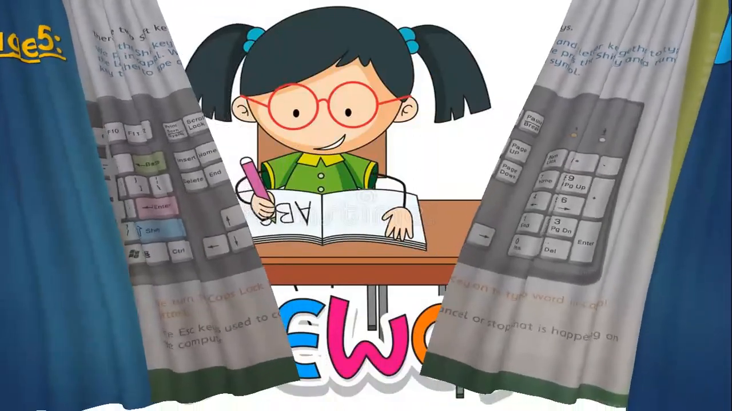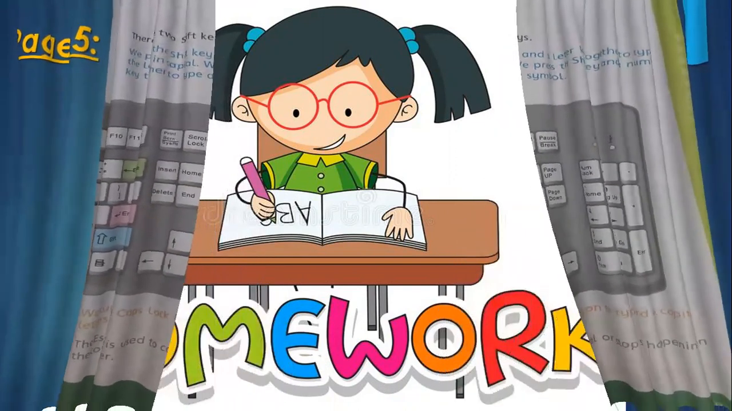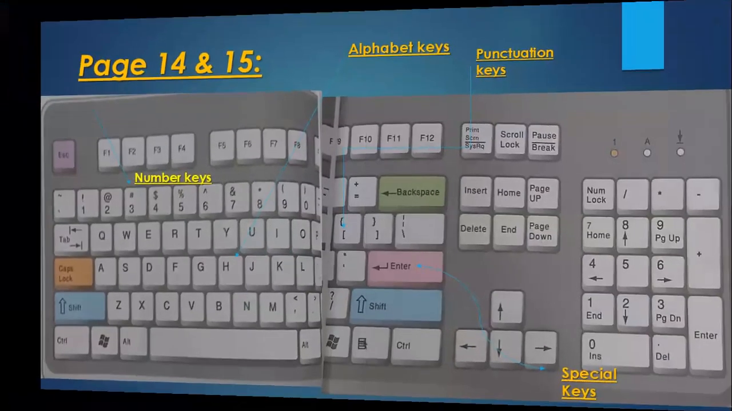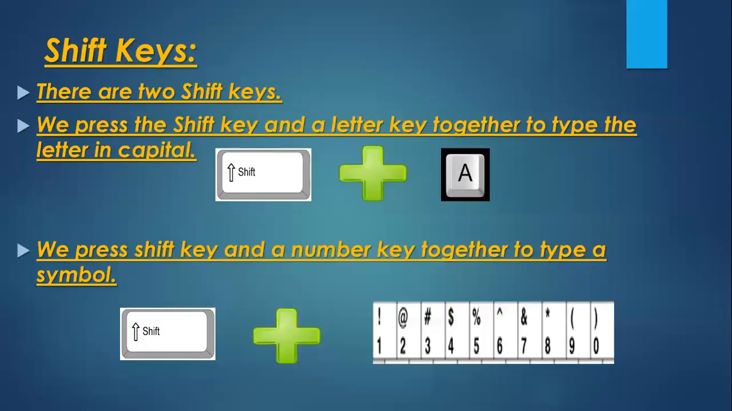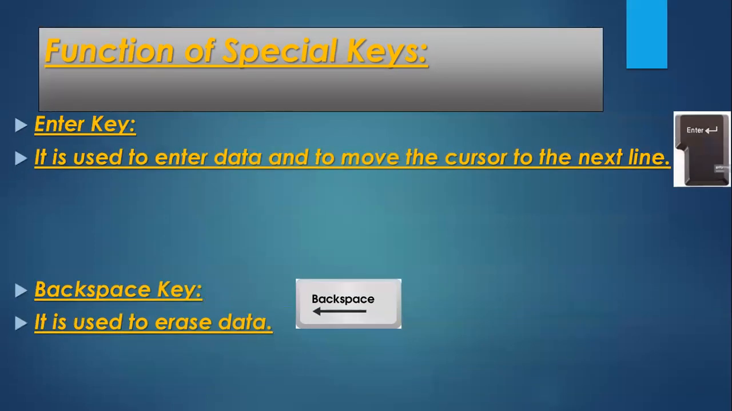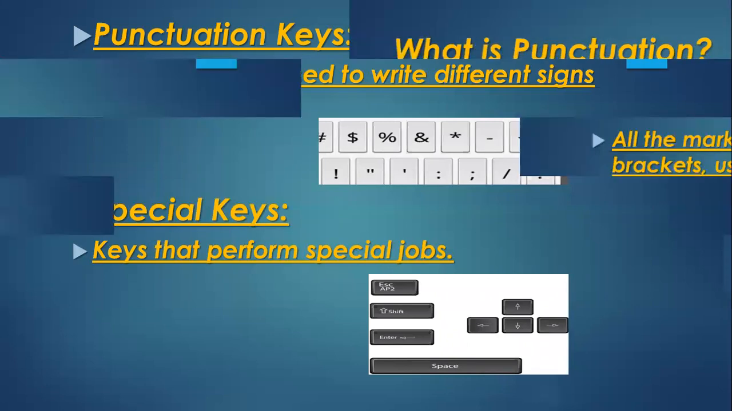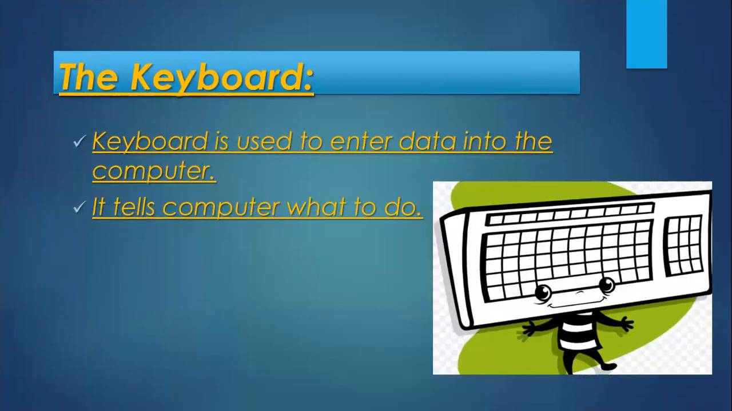Okay, now here comes our homework. But before I tell you about homework, I'm going to summarize my whole today's topic. And today we have learned about keyboard. And what we have learned is that with the help of keyboard, we can type anything into the computer. Keyboard helps us to enter data into the computer. Okay. The keyboard is used to enter data into the computer. It tells computer what to do.